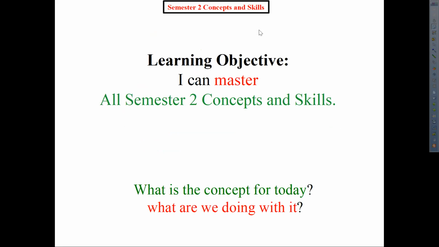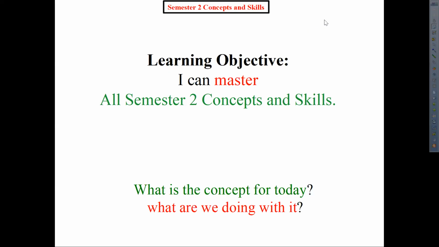Yay. Yes. All right. So make sure that's turned in before you leave the class. So it's going to be docked. So our objective for today, I can master all semester 2 concepts and skills.